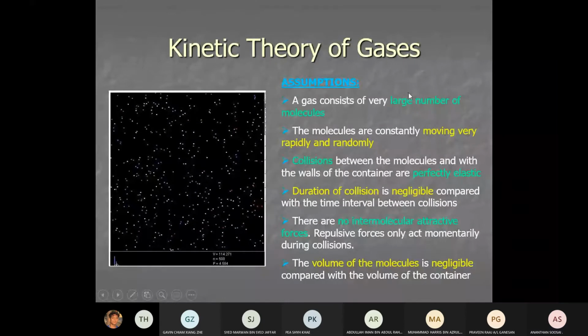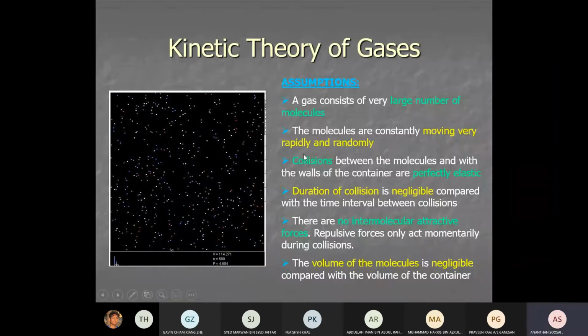You need to know at least 3 assumptions of the kinetic theory of gases that you have to remember. The first assumption is that the gas consists of a very large number of molecules. I can tell you the important ones. One you can mention is about collision. The collisions of the particles are perfectly elastic. Next, you can remember there is no intermolecular attractive force between the particles.